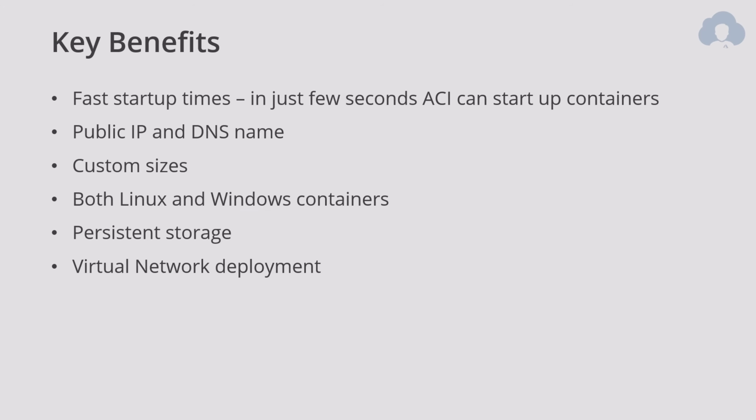So what are the key benefits? First of all, fast startup time. ACI can start up your containers in just a few seconds. This time of course depends on how big the image that you created is, but usually it's just a couple of seconds. You can get that public IP and DNS name that we were talking about if you need public connectivity. There are multiple custom sizes of virtual machine that you can spin up to host your container group.